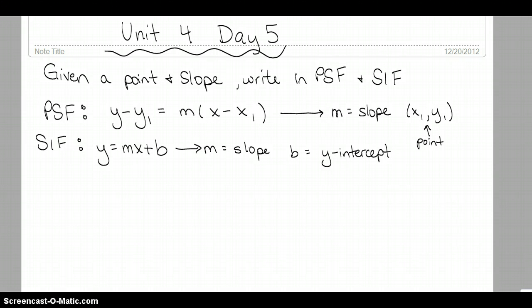Hello students, here's a quick little recap of today, Unit 4, Day 5. The main gist of today was, given a point and slope, write it in point-slope form and slope-intercept form.